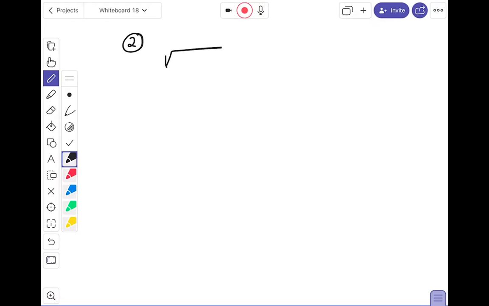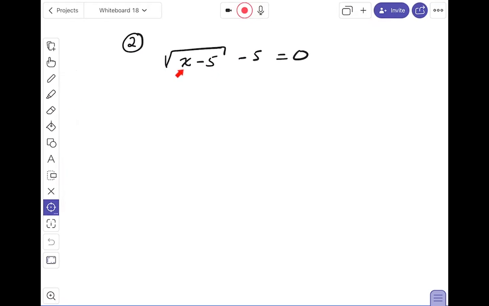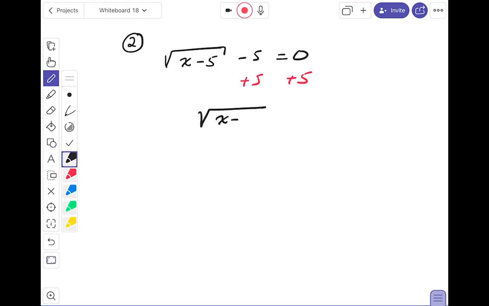So what's number 2? It's a radical equation. I'm seeing the radical. Well, first thing I do is I have to isolate the radical. That means get it alone on one side. So I've got to get rid of this guy over here. The way I do that is I'm just going to simply add 5 to both sides. And what would you get? Well, if you did that, you would get the root of x minus 5 is equal to 5.